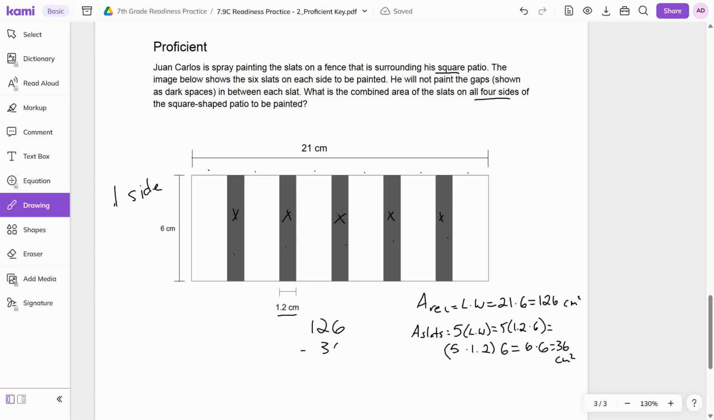All right, so the entire rectangle is 126. We need to subtract out 36 square centimeters from the slats that are not being used. So that's 90, but my answer is not 90. There are 4 sides. So then I need to multiply that by 4. And then we're going to get a nice, huge round number of 360 square centimeters.